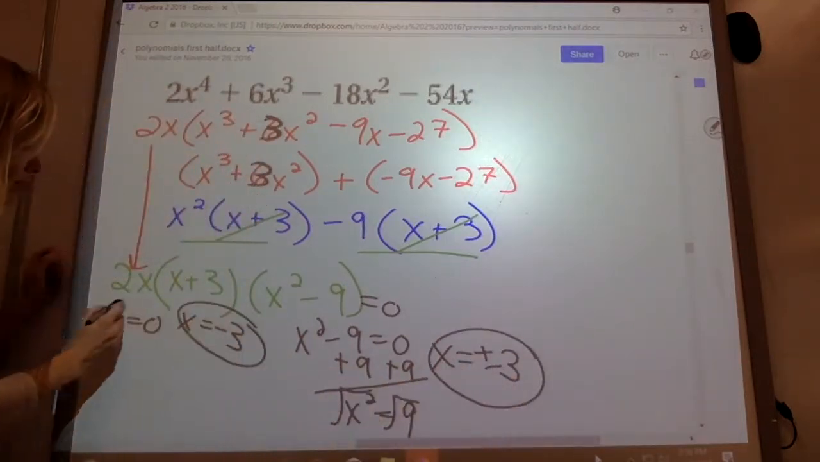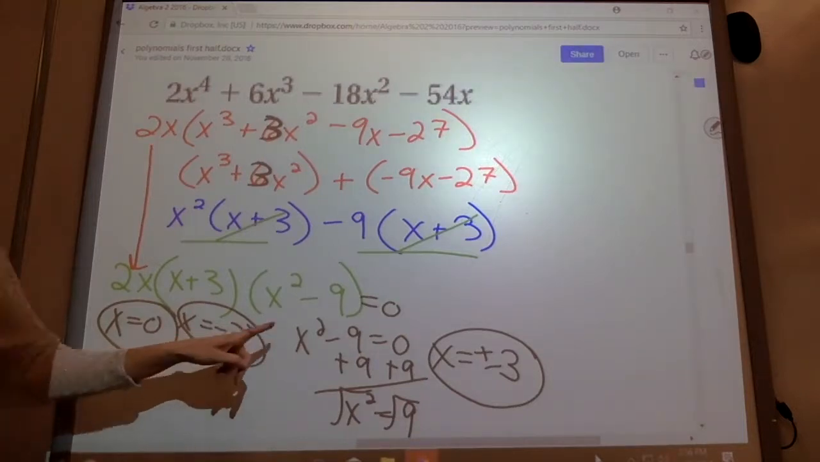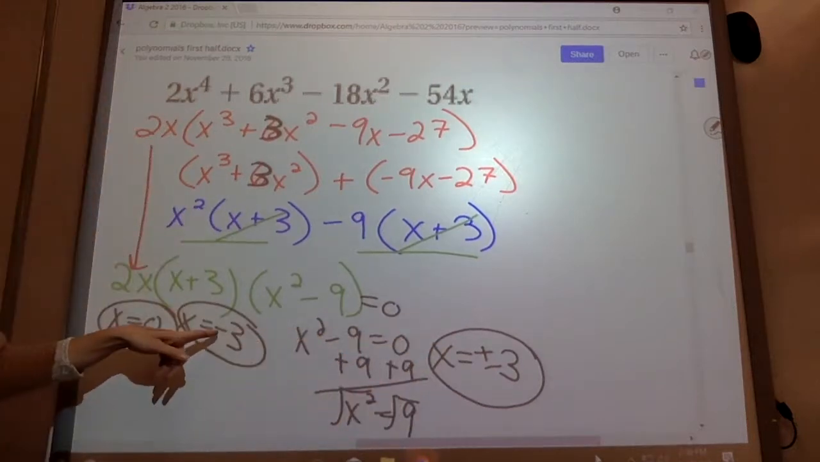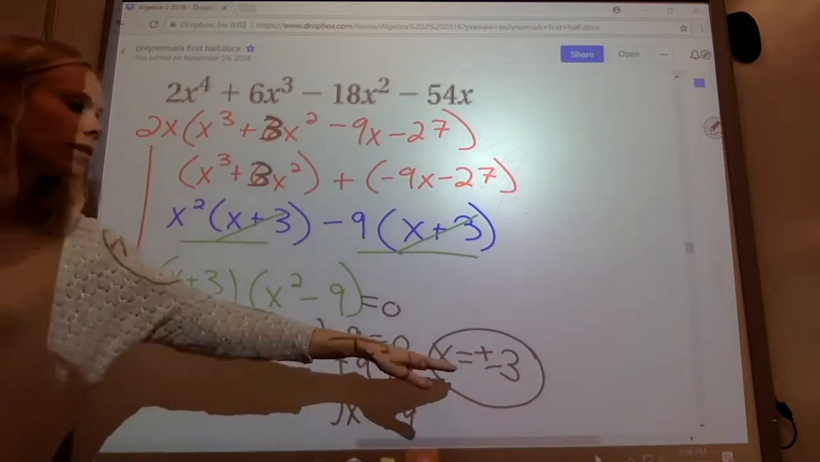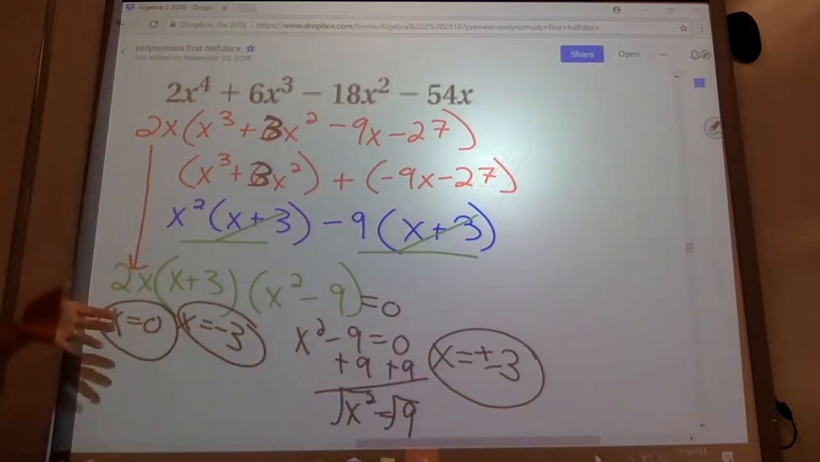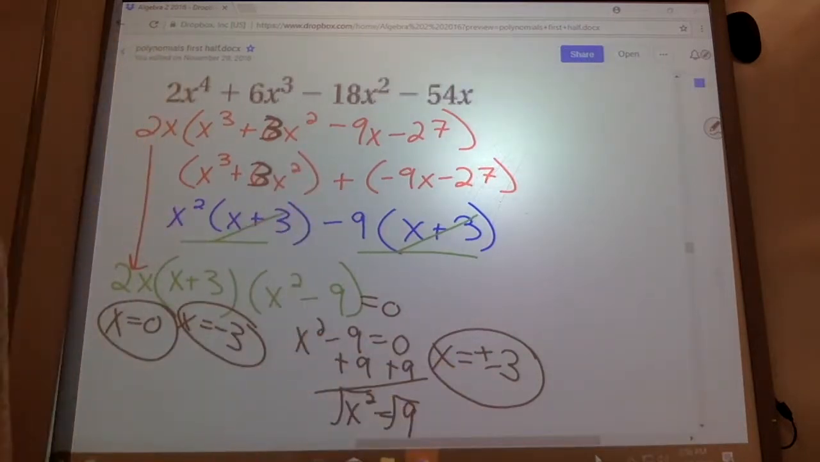So what happens is something has multiplicity. What root has multiplicity? The negative 3 happens twice. See that? So negative 3 would have multiplicity of 2. And you could either write it like that or leave it like this. That's fine. But just recognize if a root happens twice, it has multiplicity. Don't forget about that.